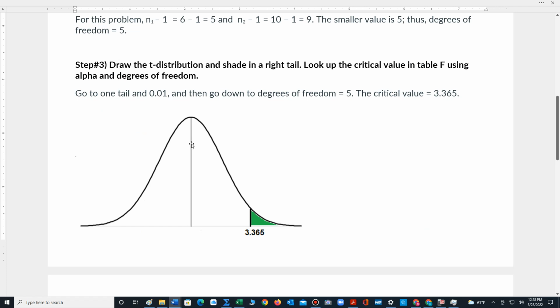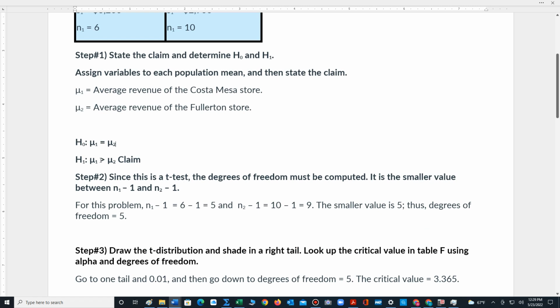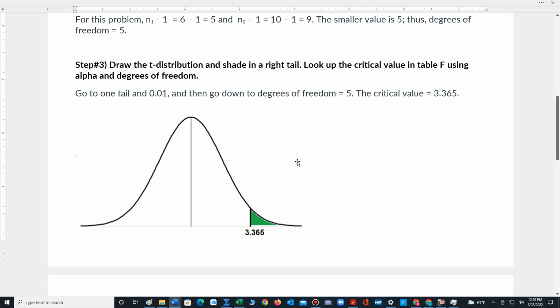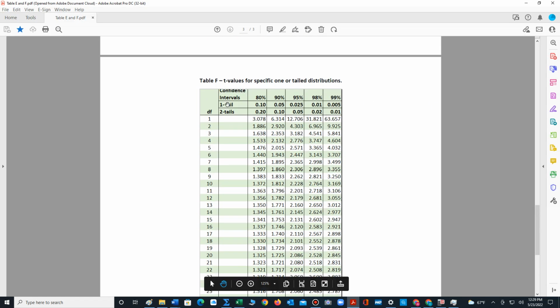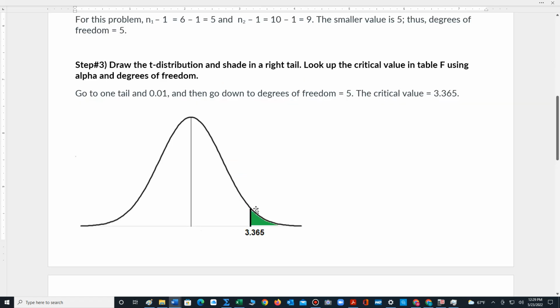We draw the t-distribution. It is a right-tailed test because H sub 1 is greater than, right-tailed test. We have to look up the critical value using table F. So it's one tail, 0.01, go down to level 5, degrees of freedom 5, 3.365 is the critical value.